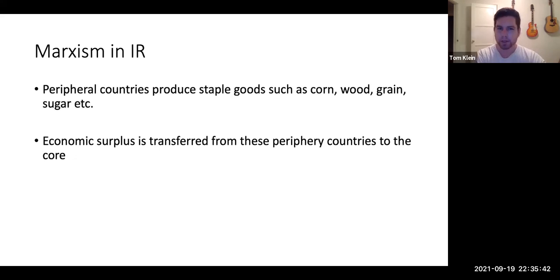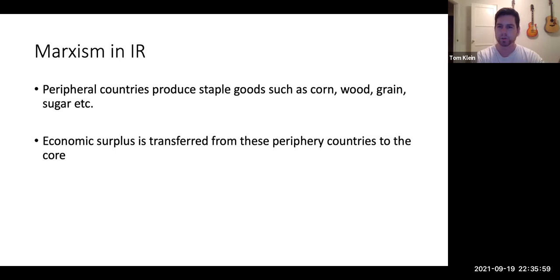Now, how do they do this? Well, peripheral countries tend to be production countries, right? Poor countries, developed countries tend to have some kind of economic staple, whether it be wood, grain, steel, whatever it is.